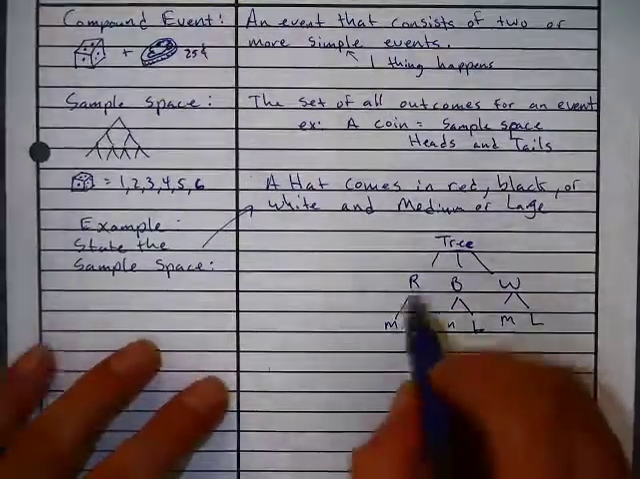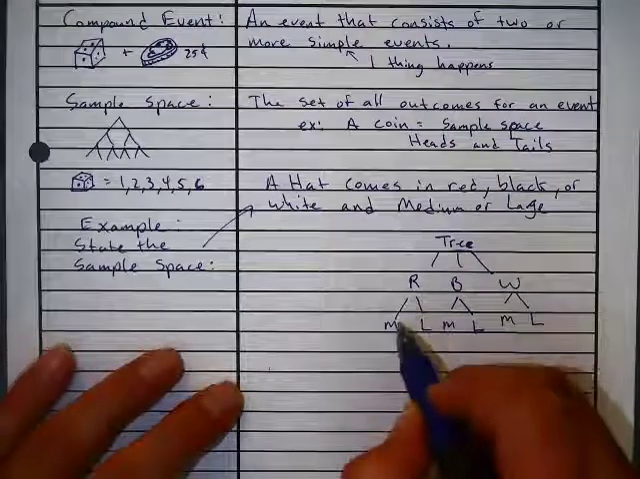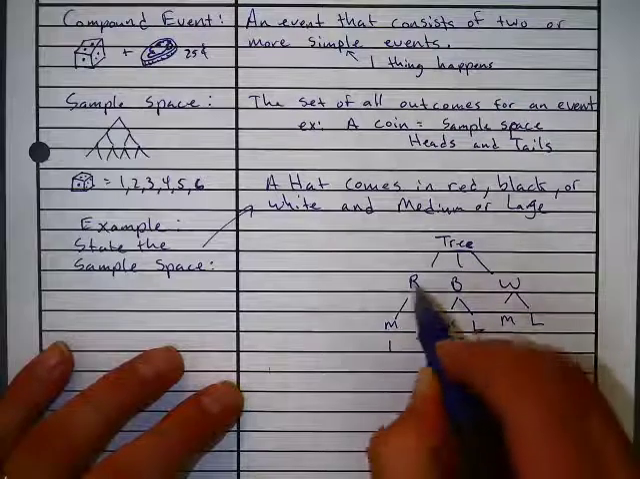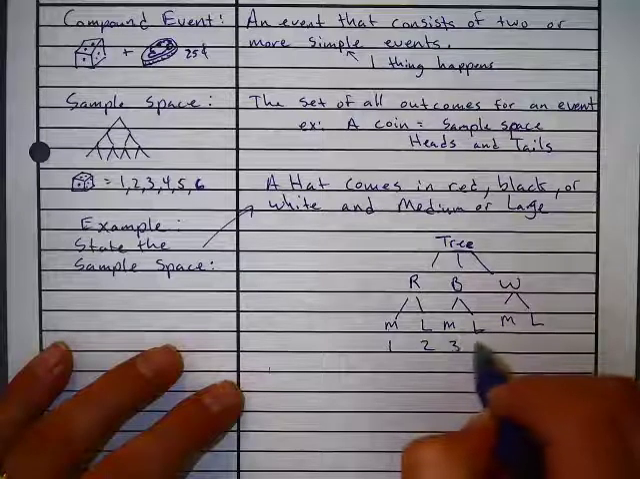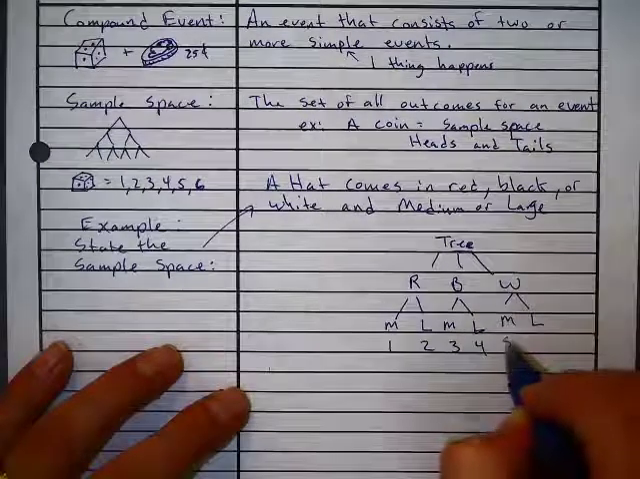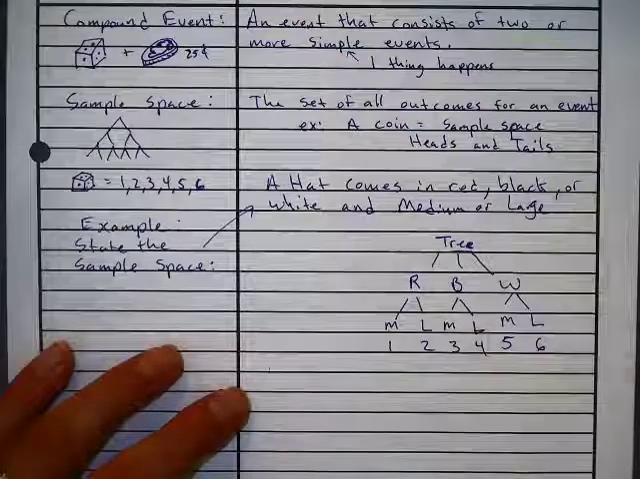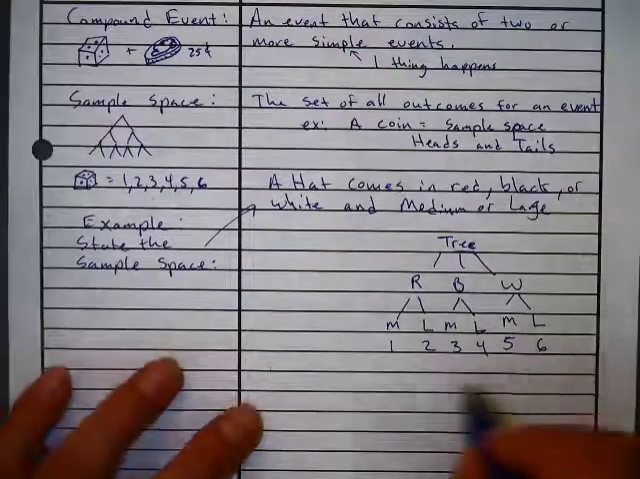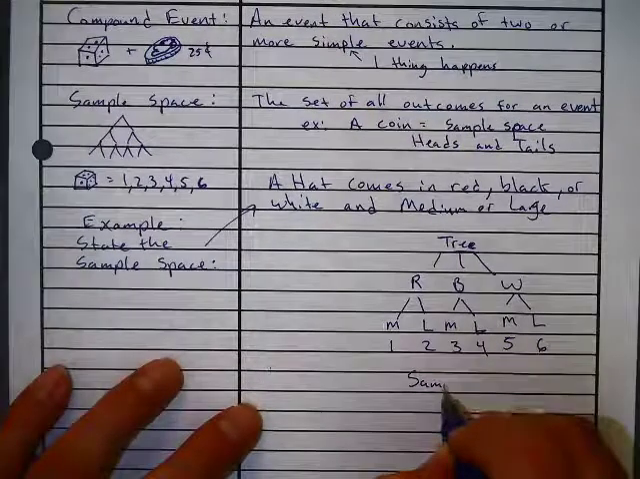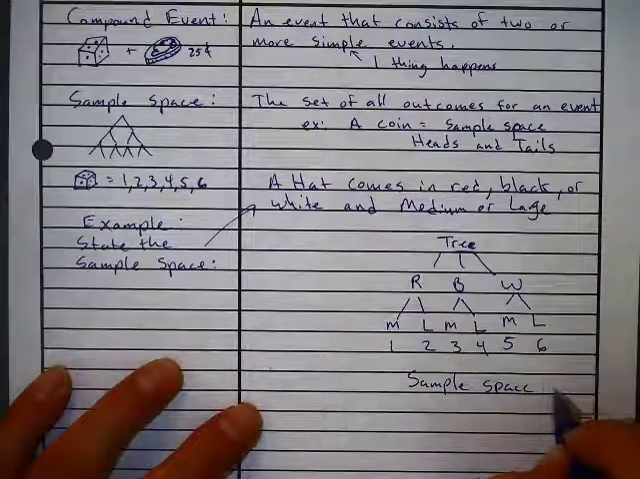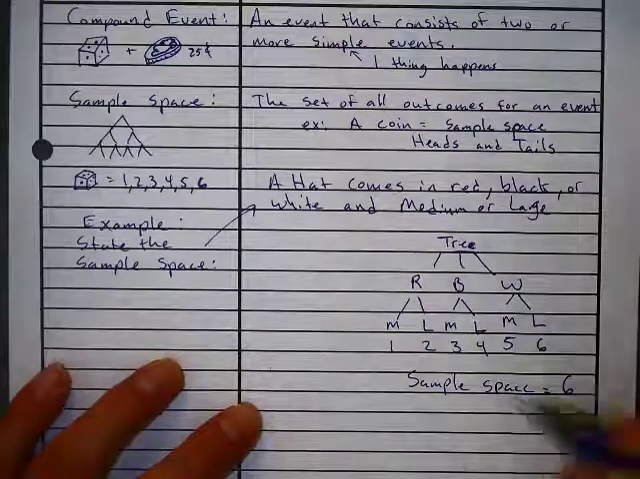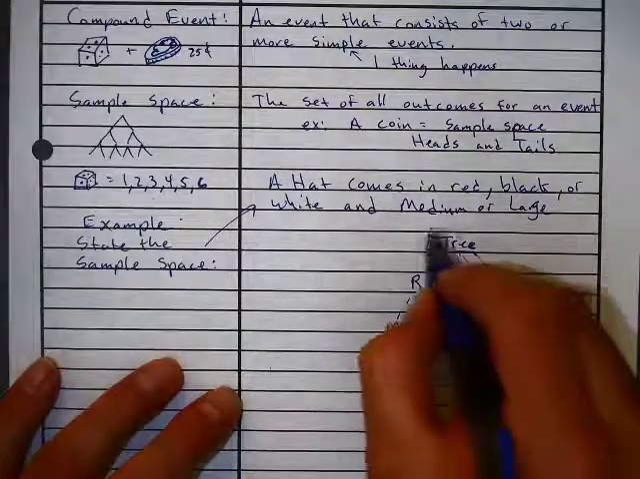So you can have a red hat and a medium, which is one outcome. Red and large, 2. Black and medium, black and large. White and medium, white and large. So there's 6. The sample space is 6. This is a tree diagram.